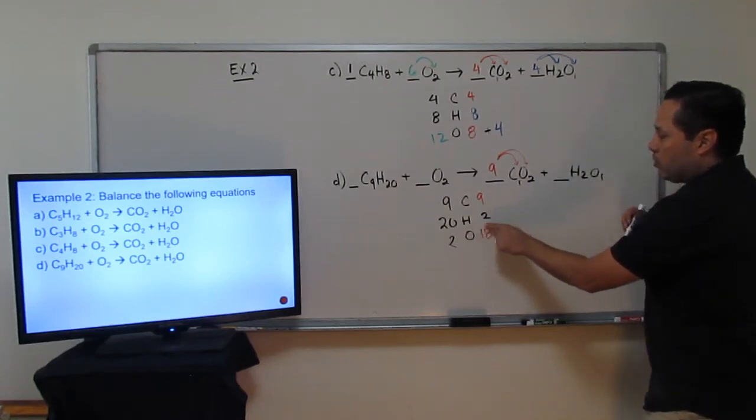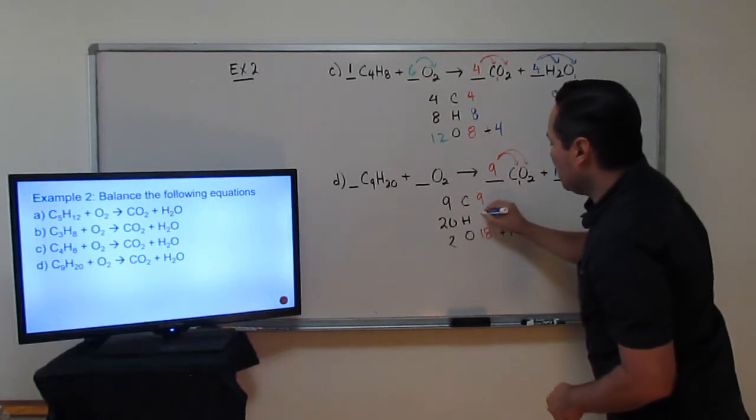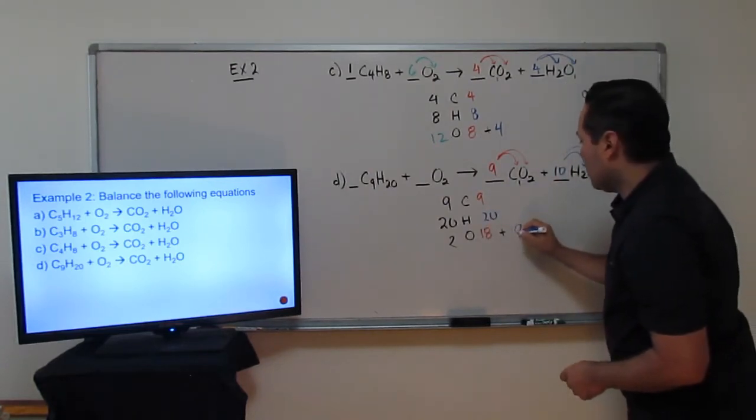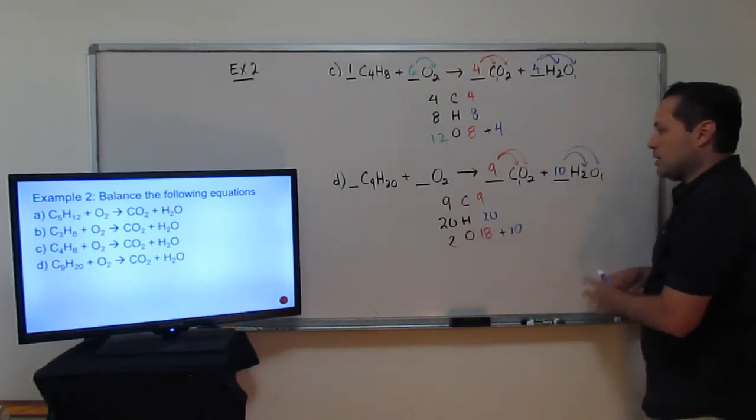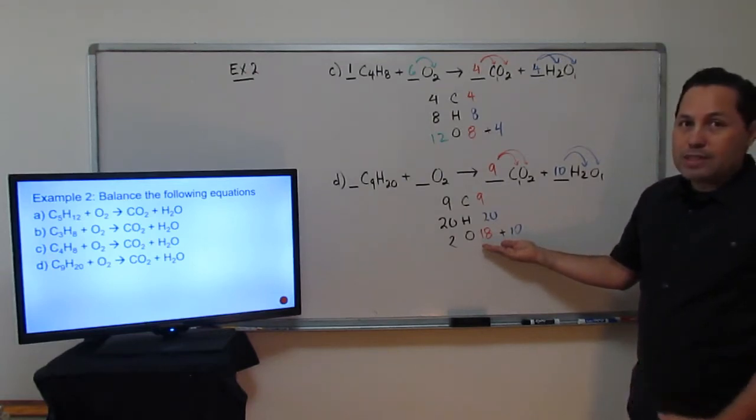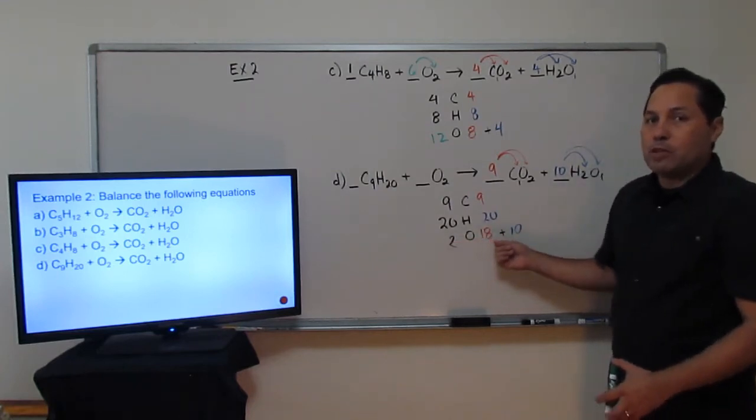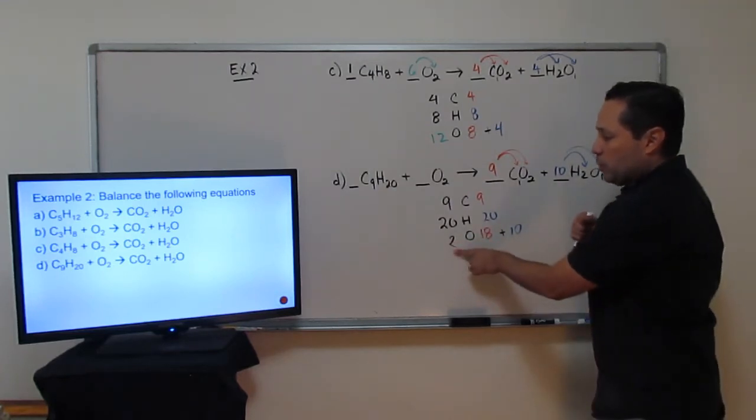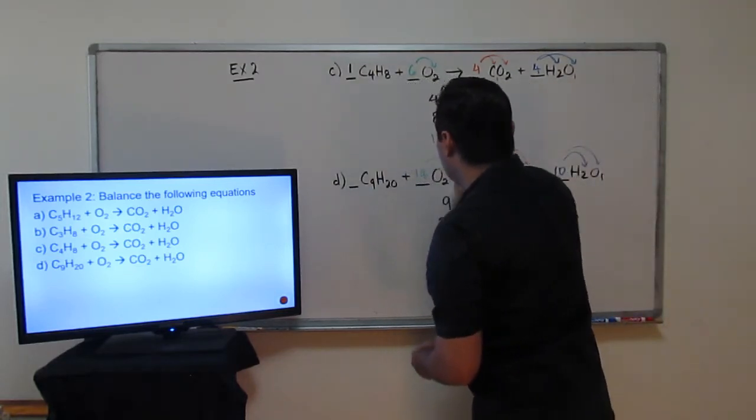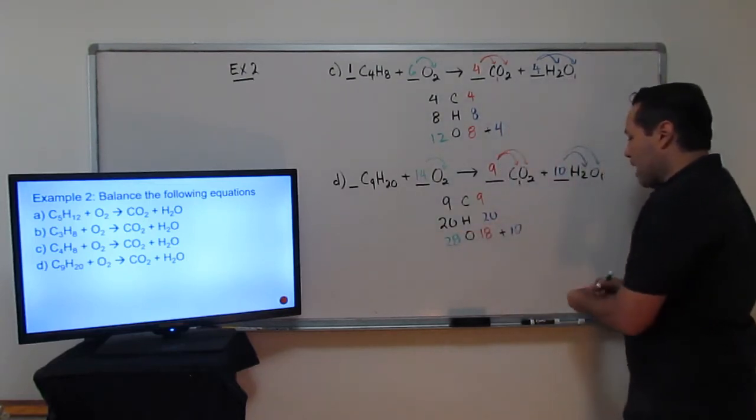So I'm going to multiply the hydrogens by 10. 10 times 2 gives me a 20. And 10 times 1 gives me a 10. Alright, so that goes ahead and takes care of the carbon and the hydrogen. Now for the oxygens, we got 28 oxygens on the right hand side. So what number can multiply by 2 that will give me 28? So the answer is, if you multiply by 14 oxygen, that will go ahead and give us 14 times 2, 28. And now all of these match.